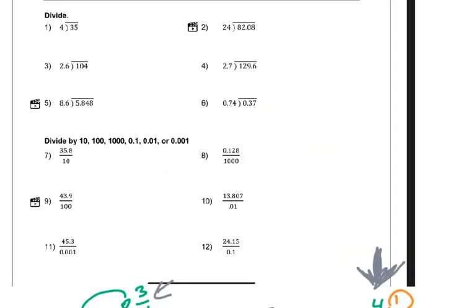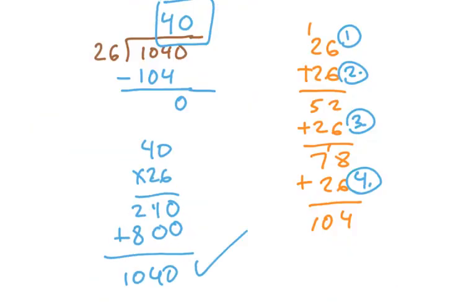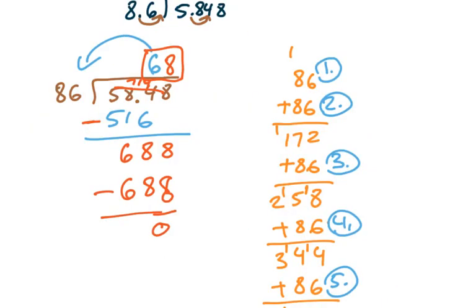So next up, we have 0.74 into 0.37. Now this is going to be interesting. So again, we have 0.74 going into 0.37. We don't like the divisor to have decimals, so we're going to have to move it over 2. So this one's going to have to be moved over 2.